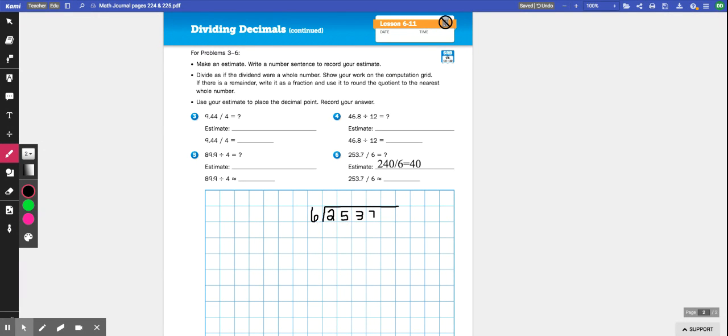Okay, 6 cannot go into 2, but it can go into 25 4 times. I subtract. 6 times 4 equals 24, and 25 minus 24 equals 1. I bring down my 3. 6 can go into 13 2 times. 6 times 2 is 12. I subtract, and I bring down.